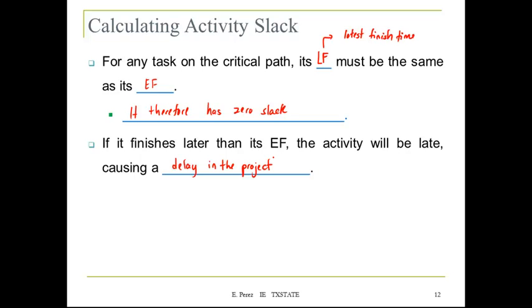Okay, so that makes sense, right? If you have a critical activity or an activity in the critical path, then you know that the latest finish time should be the same as the earliest finish time, and you will have 0 slack, because those are the activities that you cannot move. That will affect your duration of the project.